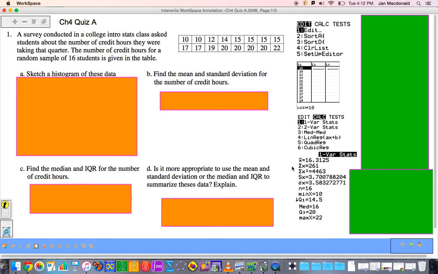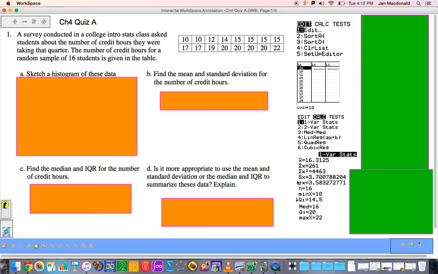So let's read the variables that we need to be most concentrated on right now. X bar. X bar always represents our sample mean. So the mean for this data is 16.3125. That's credit hours. Okay, so that's going to help us answer prompt B. S with the little subscript X is the standard deviation of our sample. Okay, the standard deviation of our sample is 3.7 credit hours.